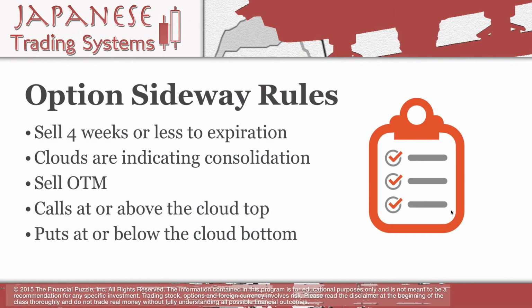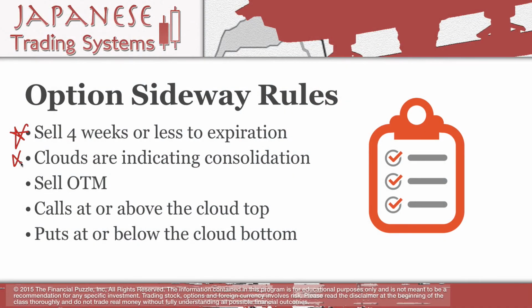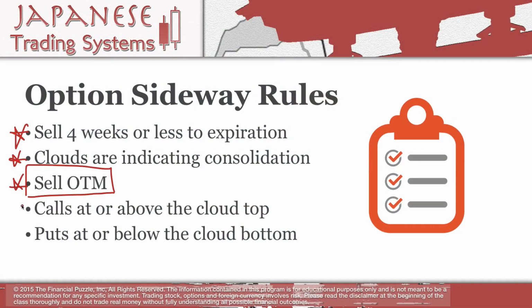So here's what we're looking for when we're selling options. In the sideways market, sell 4 weeks or less of time to expiration. I'm not a big fan of selling these 4 and 8 month options. I'm not into that. Sell approximately 4 weeks of time to expiration. The clouds need to be indicating consolidation, and sell out of the money. Don't be selling in the money, hoping and wishing and praying. Once you start selling in the money, you're basically taking on a new directional trade with much higher risk. So sell out of the money. Calls are going to be at or above the cloud top, and puts are going to be at or below the cloud bottom. Let me put this on a chart so you can see what I'm talking about.